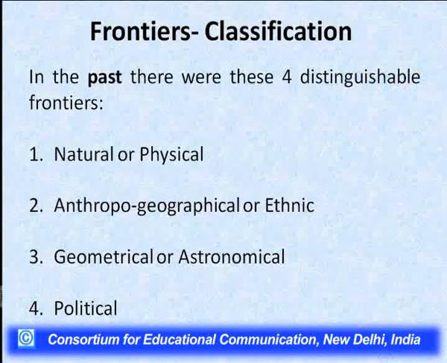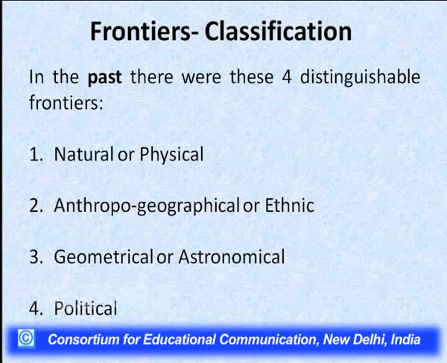After seeing the definition or simple concept of a frontier, we should know the different classifications of a frontier. As we can see, in the past the frontiers used to be classified into four major categories. The first one is natural or physical frontiers, and the second one is anthropo-geographic or ethnic frontiers. The third one is geometrical or astronomical. Then the fourth one is political frontiers. This was the classification that was prevalent in the past.